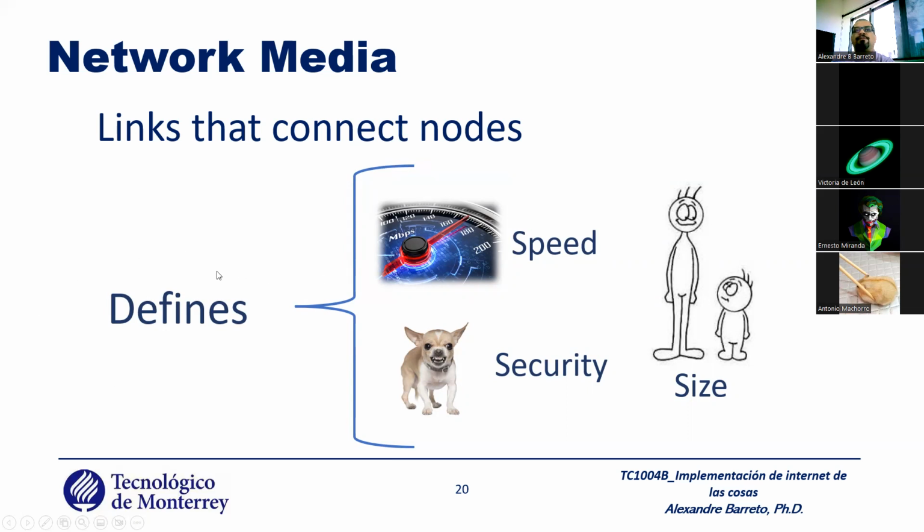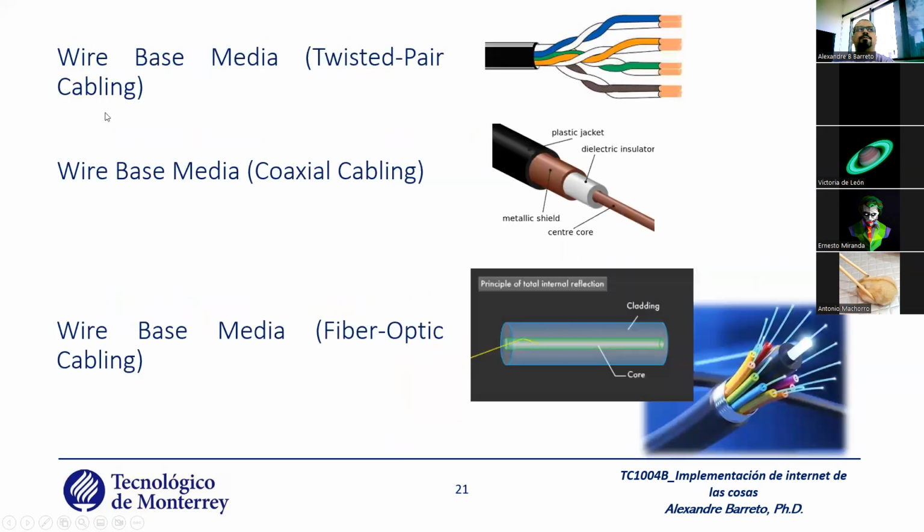The type of media defines the speed, the level of security that you have, and the size of the network. For example, with twisted pair cabling, one device can be connected to another device in the range of 100 meters. If you use a switch, you can go further: one device can send data to another at 200 meters.